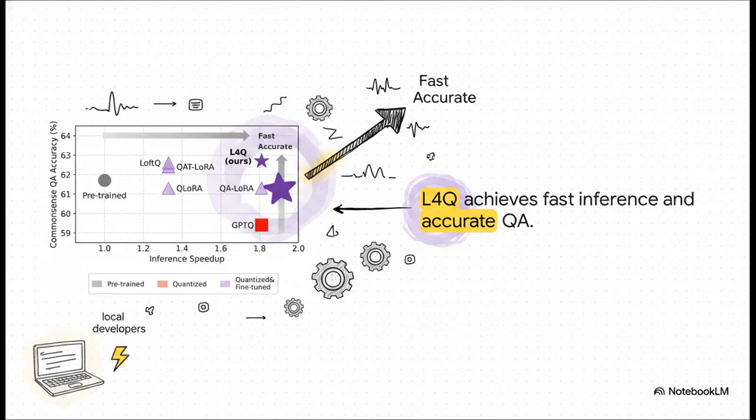And the modern advancements in local optimization are just incredible right now. We're seeing methods like L4Q push performance right into that top right quadrant of efficiency. It gives us the absolute best of both worlds, high accuracy and common sense question answering, coupled with incredibly fast inference speeds. This is exactly what empowers local developers like us to build highly capable, responsive models without needing a literal supercomputer in the basement.